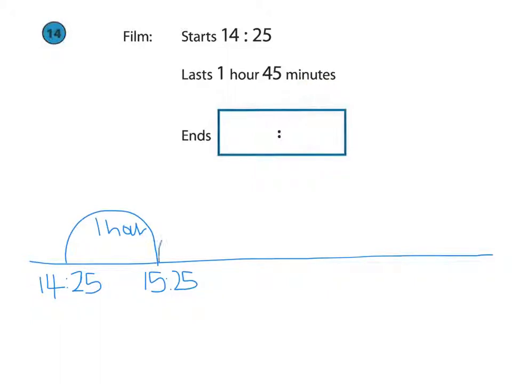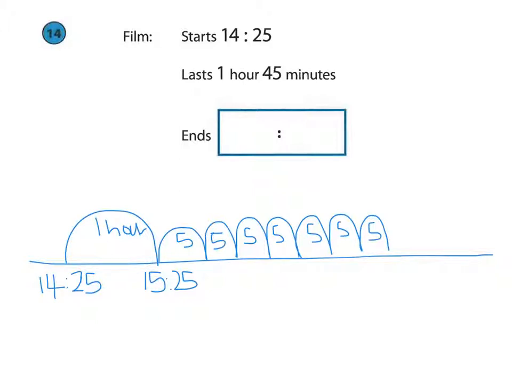I'm going to do this in jumps of 5. 5, 10, 15, 20, 25, 30, 35, 40, 45. 15:25 add 5 is 15:30, add 5 is 15:35, 15:40, 15:45, 15:50, 15:55, 1600 hours, 16:05, 16:10. So the film finishes at 16:10.